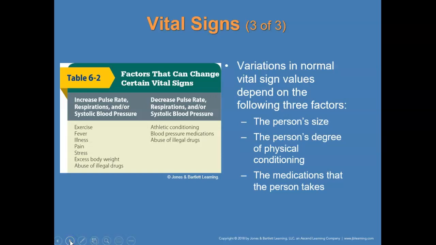Factors that can change certain vital signs: increase pulse rate, respirations, and/or systolic blood pressure. Those things can increase with exercise, fever, illness, pain, stress, excess body weight, and abuse of illegal drugs. Decreased pulse rate, respirations, and systolic can be affected by athletic conditioning, blood pressure medications, and abuse of illegal drugs. Variations in normal vital sign values depend on the following three factors: the person's size, the person's degree of physical conditioning, and the medication that the person takes.